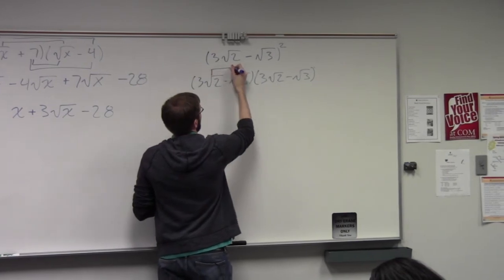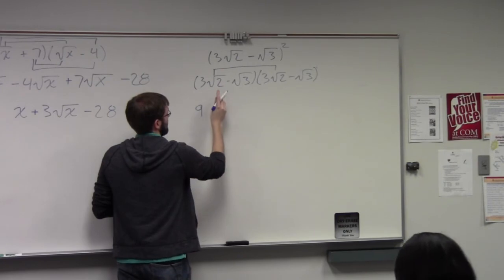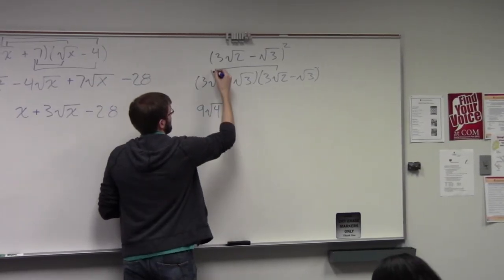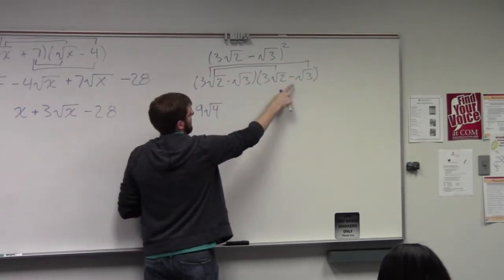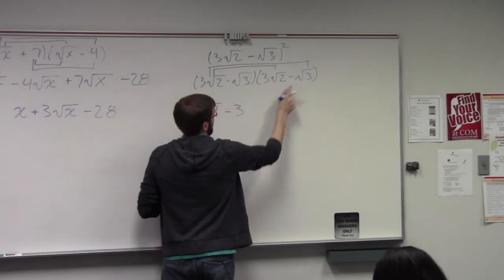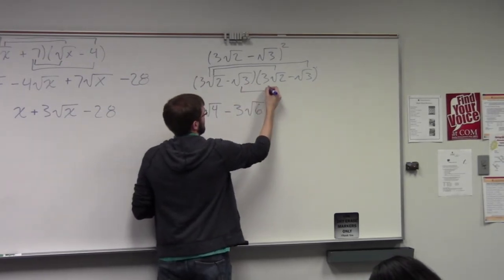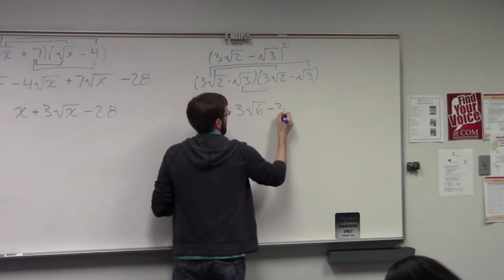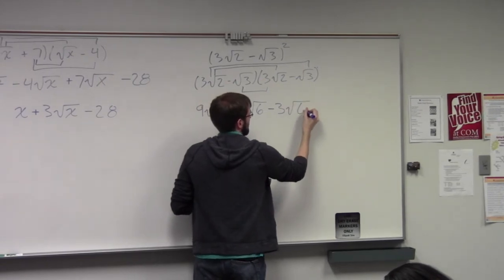So we do the first. So 3 times 3 is 9. Square root 2 times square root 2 is square root 4. We do the outside. 3 times negative 1 is negative 3. Square root 2 times square root 3 is square root 6. Then we do the inside. Negative 1 times 3 is negative 3, square root 3 times square root 2, square root 6.